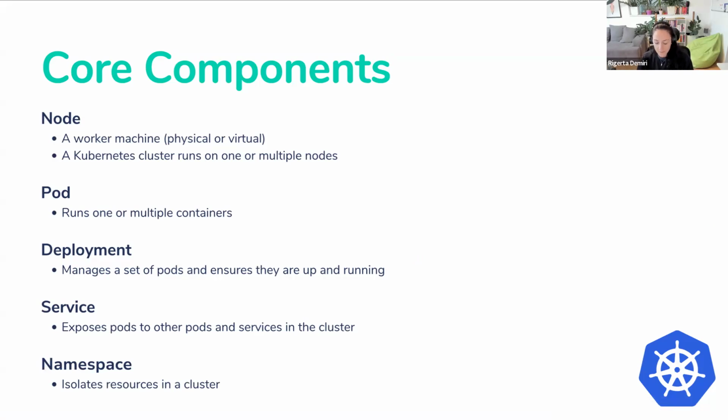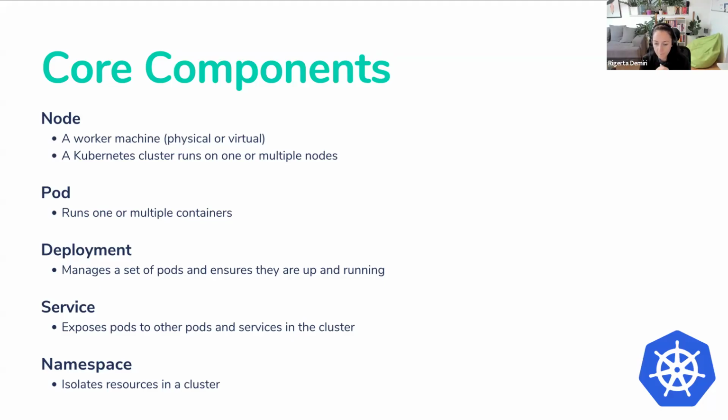Namespace. This is a bit lighter. In a sense, this is more like an organizational kind of concept. It isolates resources in a cluster. So you have a default namespace, and if you don't specify a namespace, you don't create one, all of the objects will be created in the default namespace, but you don't want that. It makes sense from an organizational point of view to have specific namespaces for specific purposes on Kubernetes.